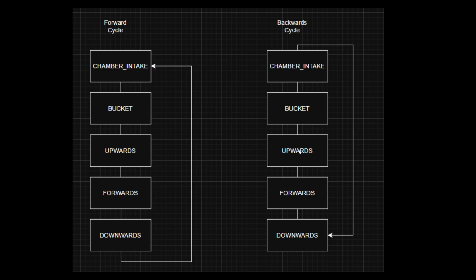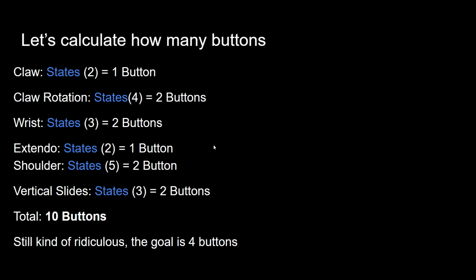But still, this would take 2 buttons, because you'd want a button for forward cycling and a button for backward cycling. Even if you only had 3 states, you still would want to reduce the amount of times you have to press a button. So using that logic, any subsystem with two states would be 1 button, and anything with more than 2 states would be 2 buttons. Did the math here, and that would end up being 10 buttons. Also, the numbers in parentheses here are the number of states that each subsystem has. So ultimately, this will come down to 10 buttons, which is kind of a lot. Our goal is 4 buttons.